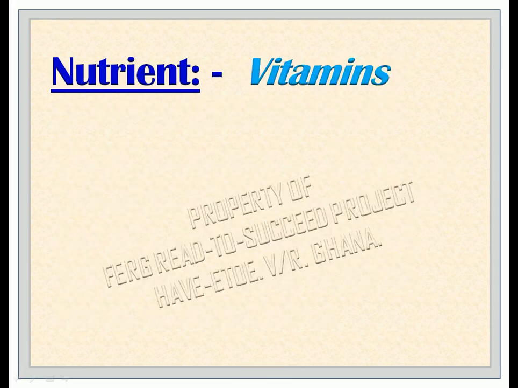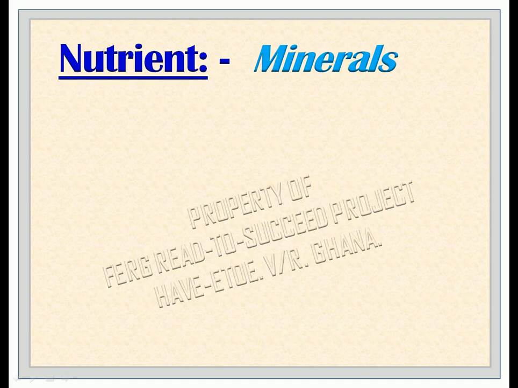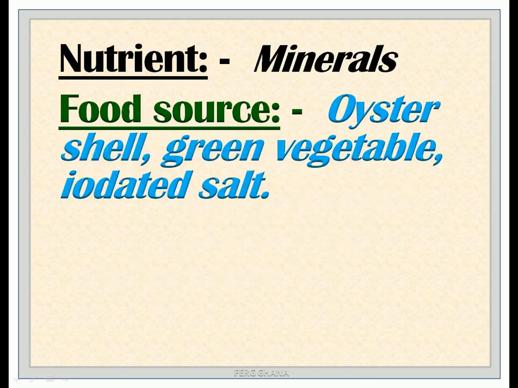Nutrient: vitamins. Food source: green vegetables, palm oil, carrot, egg yolk, liver, fish, vegetable, fruits, citrus, etc. Nutrient: minerals. Food source: oyster shell, green vegetable, iodinated salt.